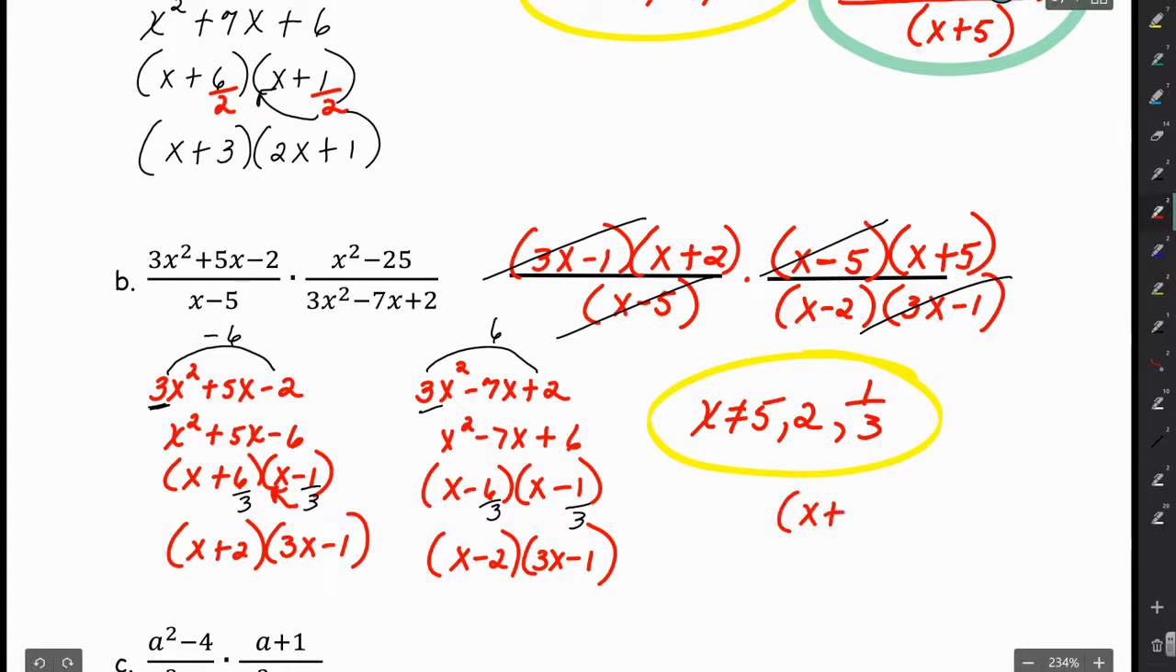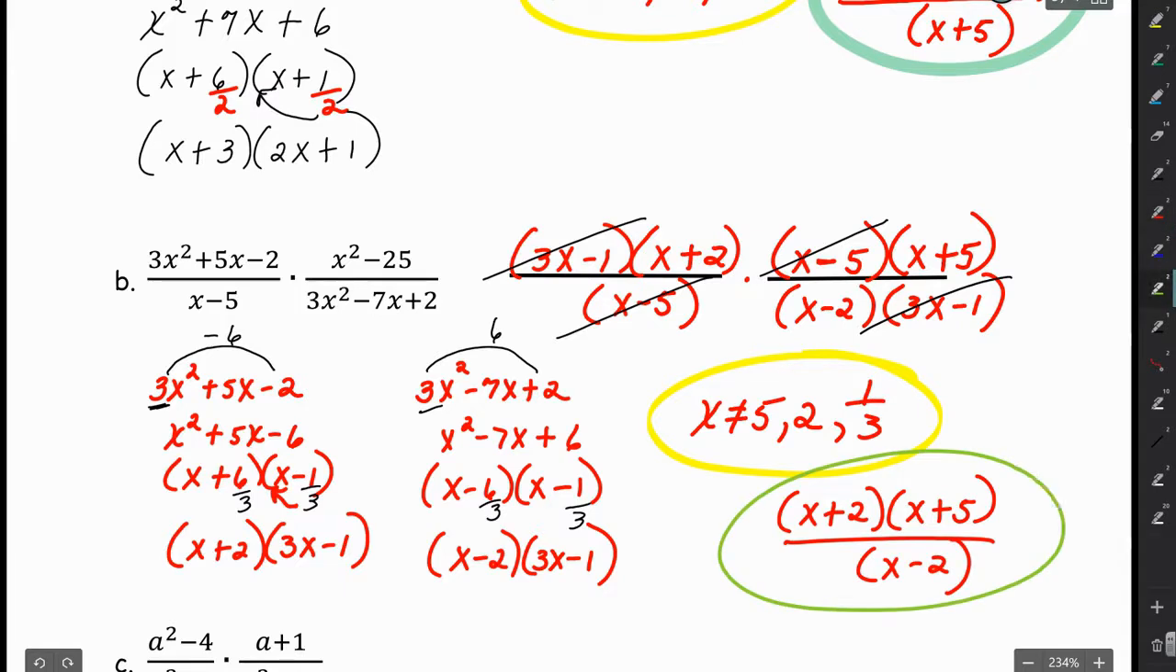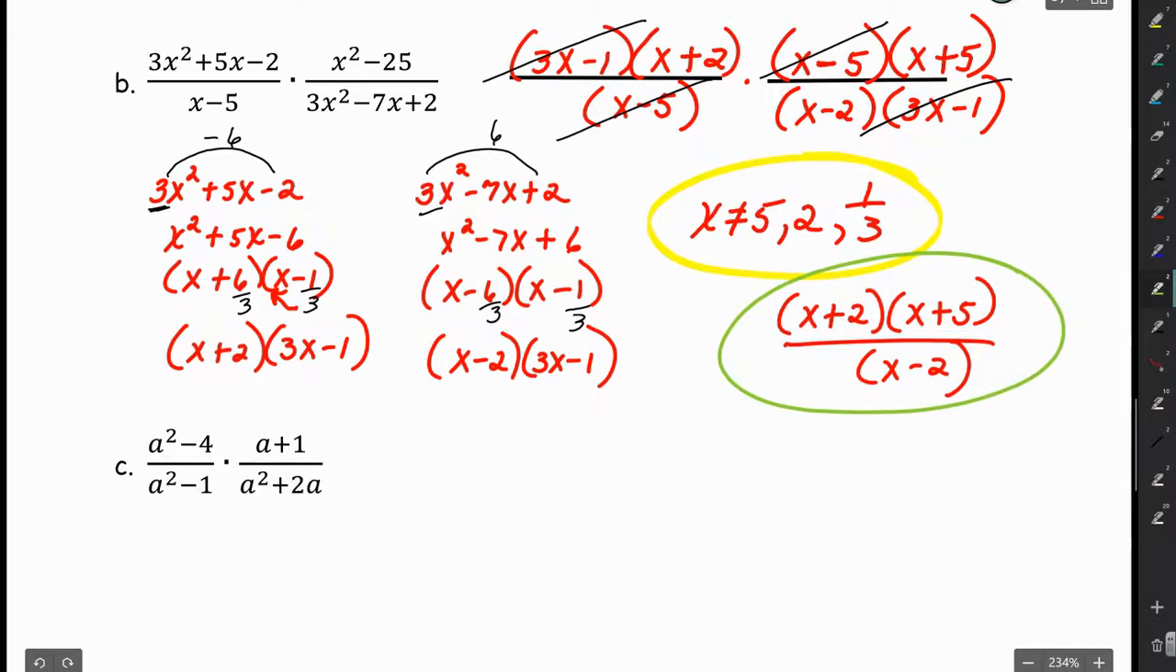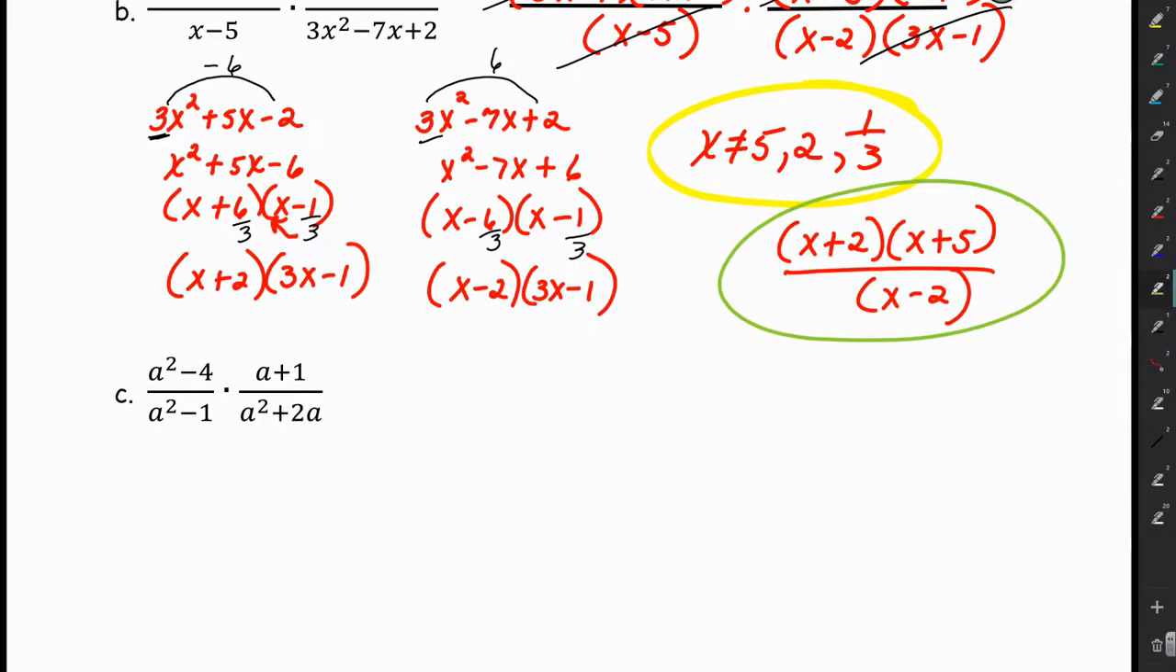We get x plus 2, x plus 5 over x minus 2. All right, moving on to letter C. Factor everything.